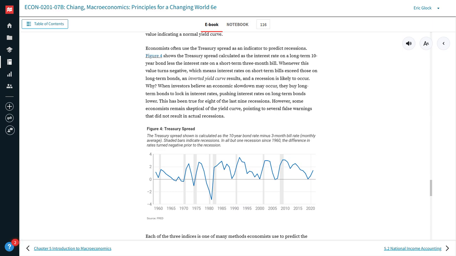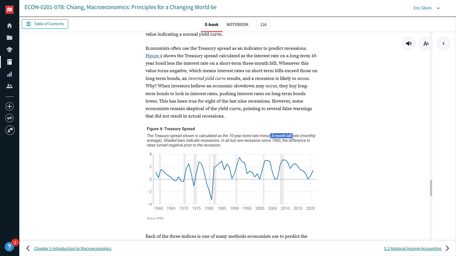So the yield, the interest rate paid on a 10-year bond minus a 3-month bill, because remember, short-term bonds are called bills, and I think a bill is 1 year or less. If it's more than that, it's a bond. So what do you think? This is the far out one, the 10-year bond, minus the 3-month bill.